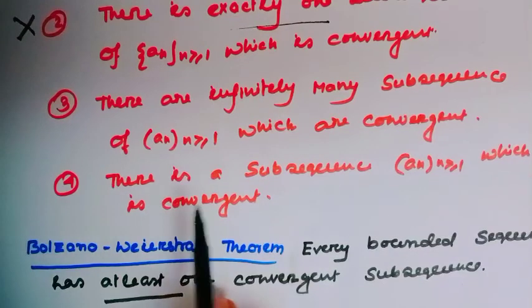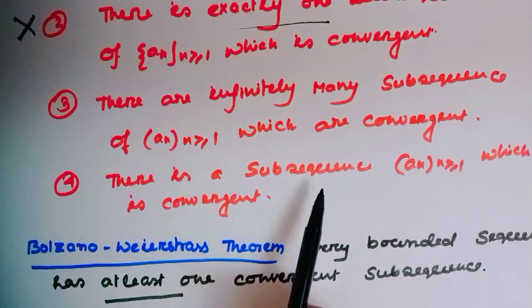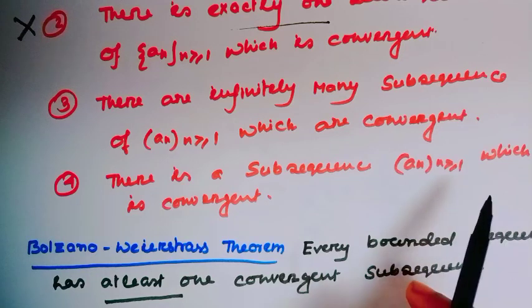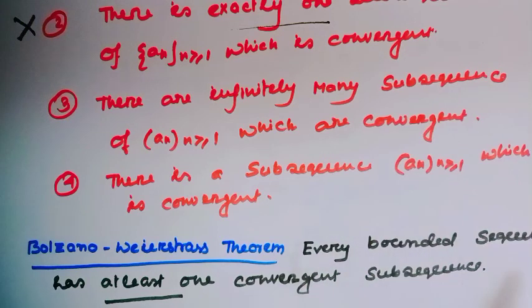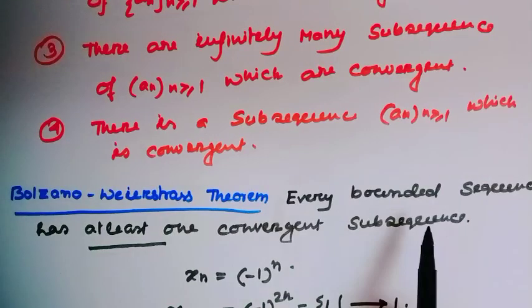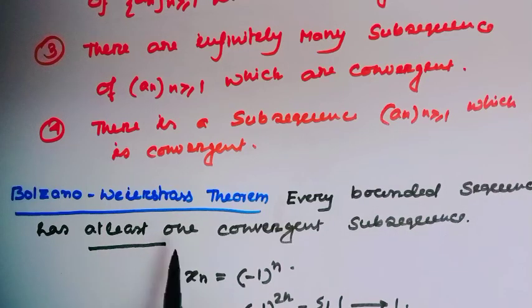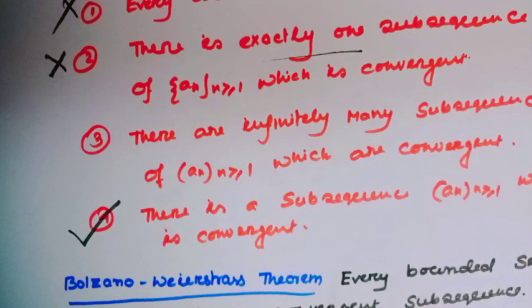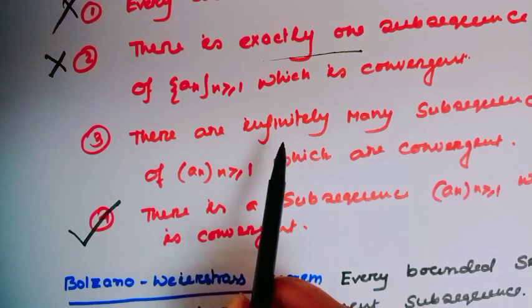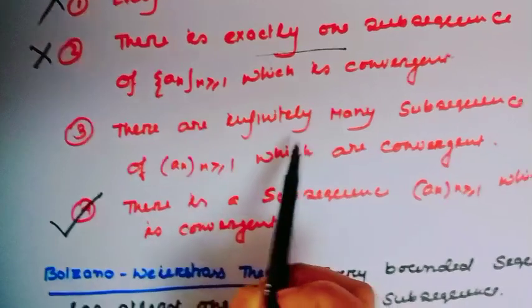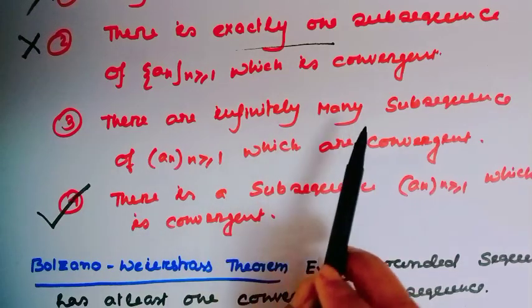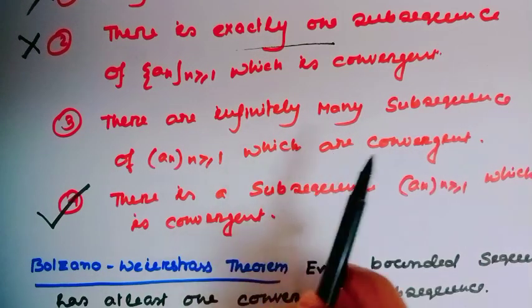At first let's see option 4. There is a subsequence of an which is convergent. Is it true? This is a use of the Bolzano-Weierstrass theorem, because the Bolzano-Weierstrass theorem says every bounded sequence has at least one convergent subsequence. Okay, that means option 4 is also a right option. Now see option 3, and this is very interesting. Option 3 says there are infinitely many subsequences of an which are convergent.